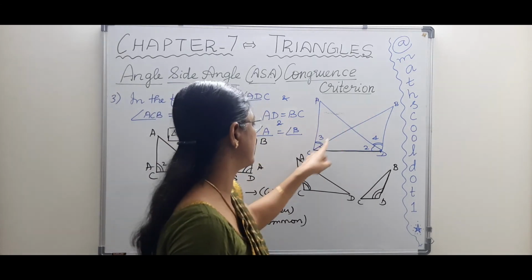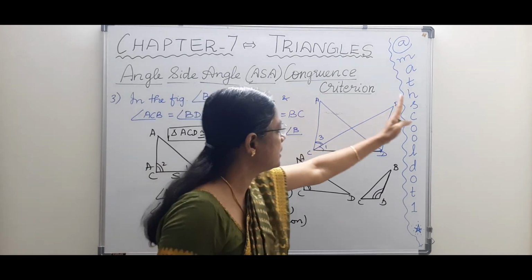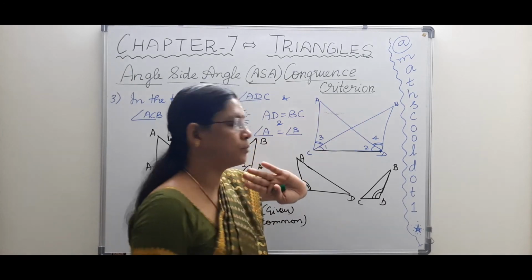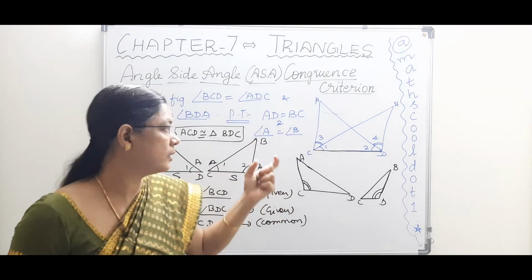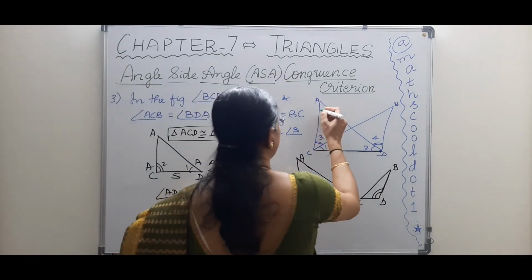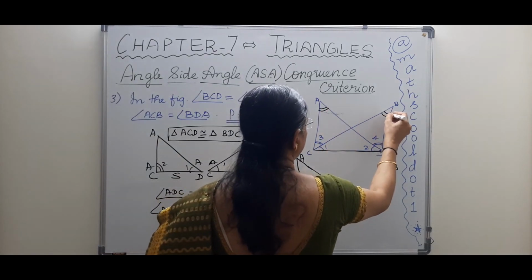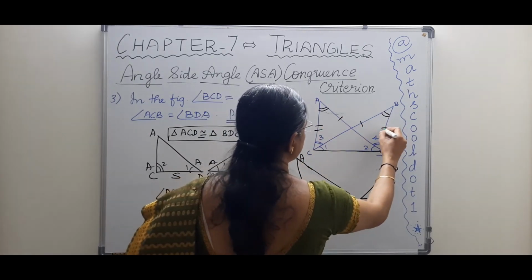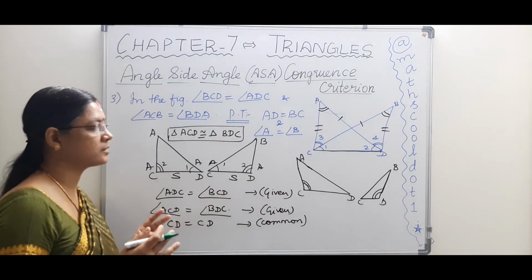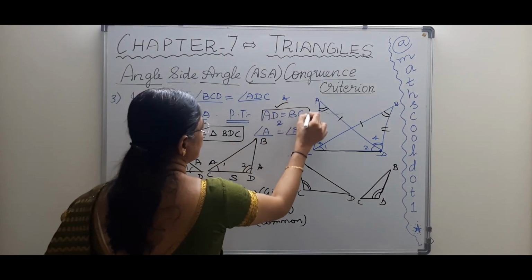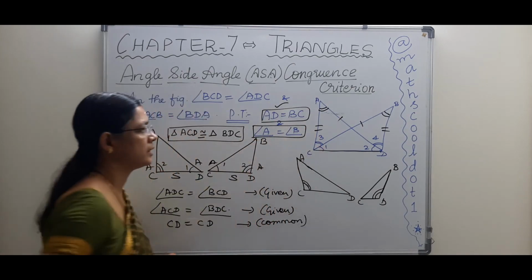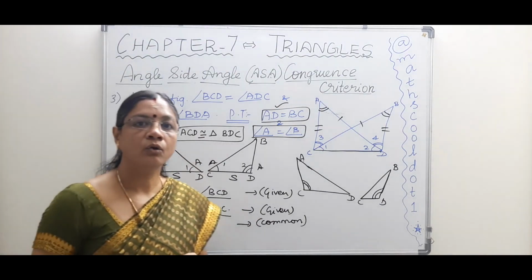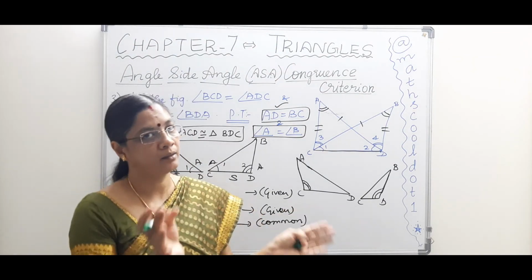So AD is naturally equal to BC, and AC is also equal to BD, being another side of the triangle. And this angle also has to be equal, because both the angles we have proved equal, and angle A should also be equal to angle B. So all the parts are equal. Therefore, AD is equal to BC we have proved, and angle A is equal to angle B is also proved, since we have proved both the triangles to be congruent according to the angle side angle criterion.